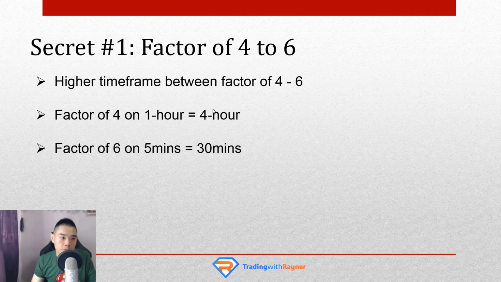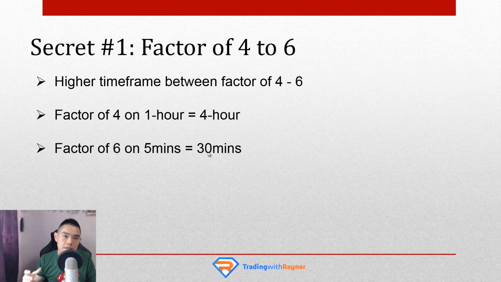How do you get the 4 hour time frame? You just take a factor of 4, multiply by this 1 hour, you get the 4 hour time frame. Okay, so let's try a factor of 6. Let's say your trading time frame is the 5 minutes time frame. And what is your higher time frame? If you are using a factor of 6, you just take 6, multiply by 5, you get 30 minutes.